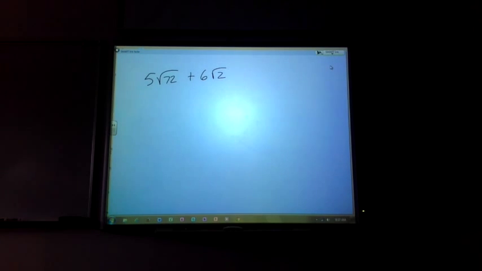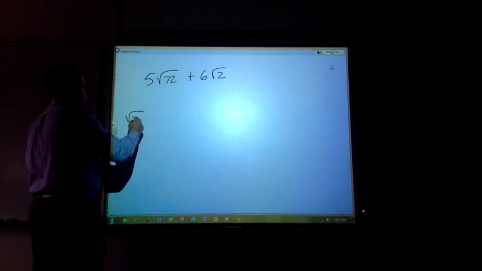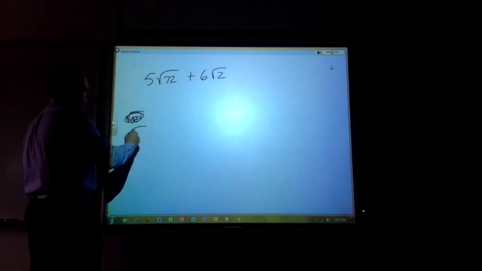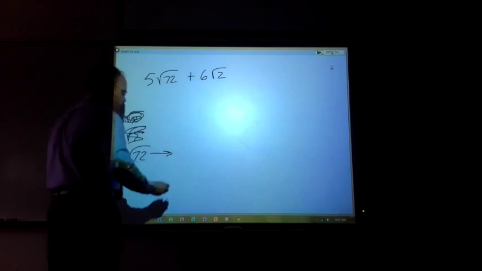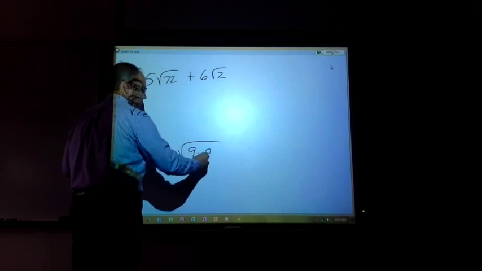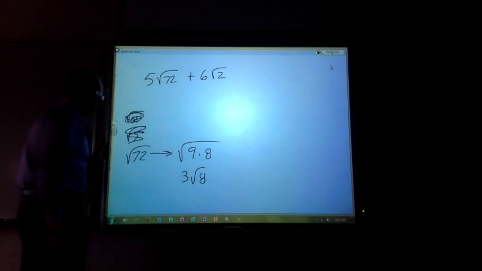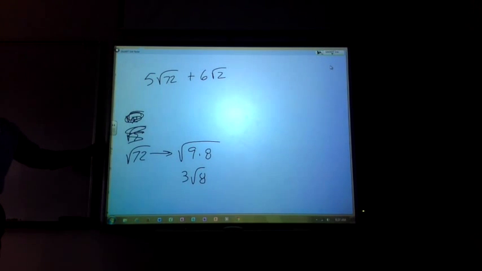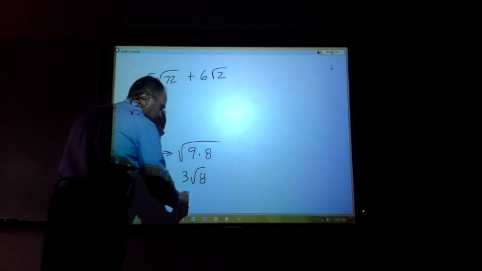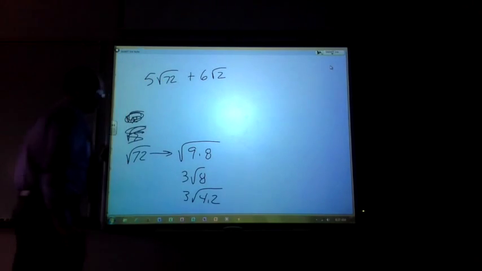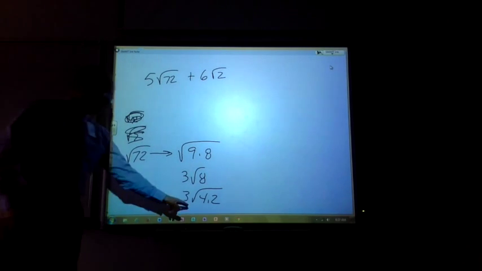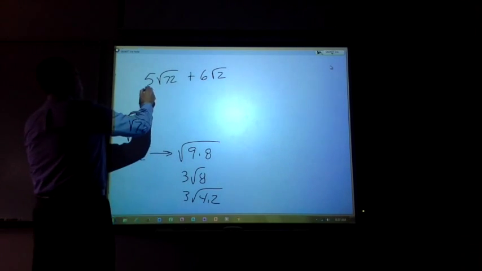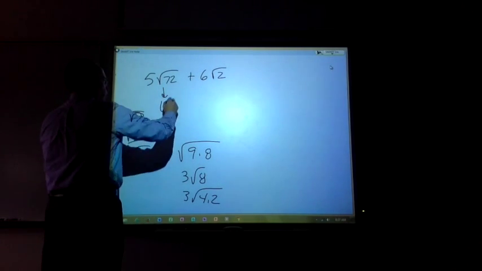What? 9 times 8, I like it. So let's choose that route. So let's take root 72 and break it down. So 9 times 8, which is 3 root 8. Is that done? No. What breaks down? 8. What's the square root of 4? 2. What happens with the 2 outside? By 3. So this is the same thing as 6 root 2.